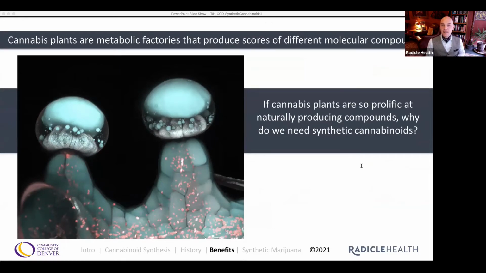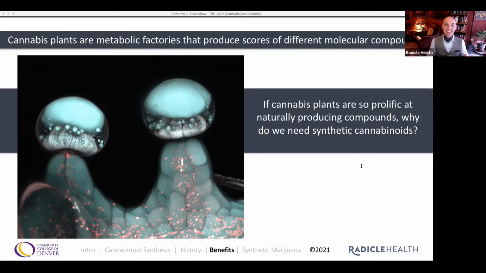So we've talked about the chemistry of synthetic cannabinoids. We've talked a little bit about the history of synthetic cannabinoids, and we're about 30 minutes in, and we haven't yet addressed a fundamental question, which is why? Cannabis plants are metabolic factories that produce scores of different molecular compounds, over 100 different cannabinoids alone. Cannabis plants can produce over 400 chemical compounds. So it begs the question, if cannabis plants are so prolific at naturally producing compounds, why do we need synthetic cannabinoids?